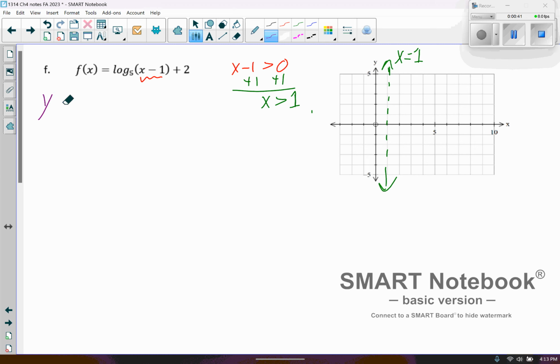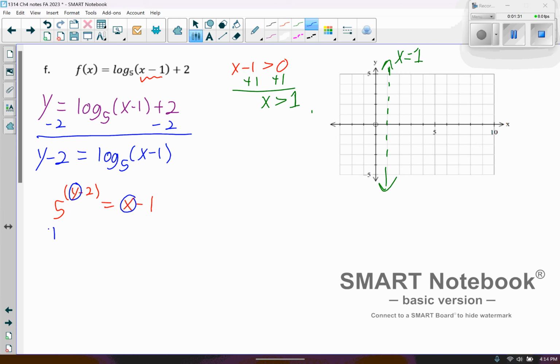Now, this is not my inverse function. I've just transformed the logarithmic form into an exponential form. But what I have to do now is swap the x and y right here, interchange those, and that will create my inverse. And so we'll go ahead and do that. So I'm going to have 5 to the power of x minus 2 is equal to y minus 1.